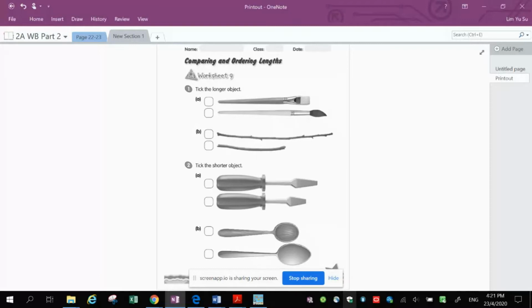Number 1, the starting point. Number 2, the ending point. And number 3, draw a line to compare. Now, starting with page 45, let's start with checking on the starting point.